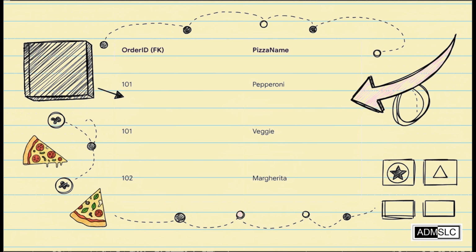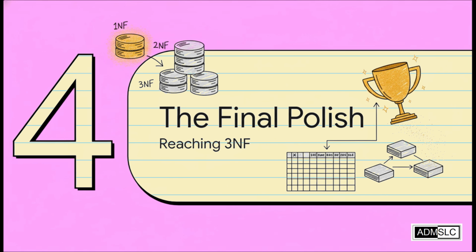And finally, our original table gets a lot smaller and is now called the order items table. Its only job is to connect orders to pizzas. It tells us that order 101 contained a pepperoni and a veggie pizza. That's it. This whole process of breaking one big table into smaller, more focused ones, that is the heart and soul of normalization. All right, let's move on to the final polish.